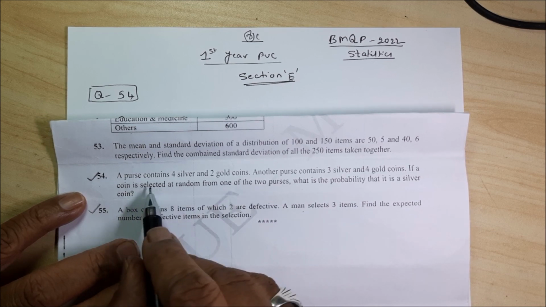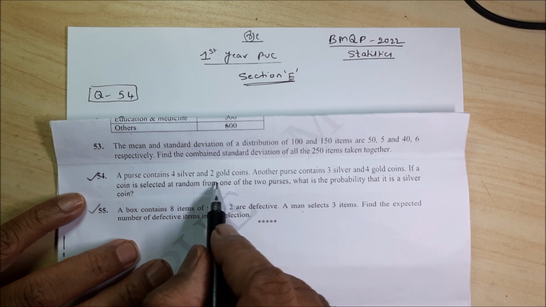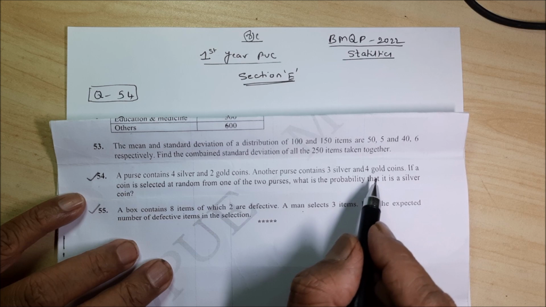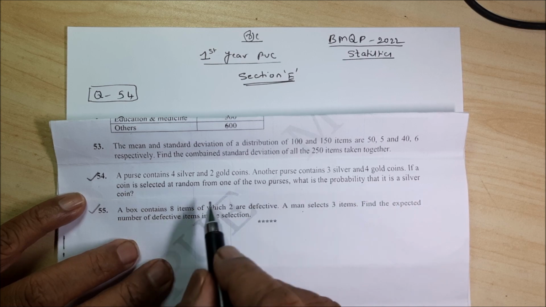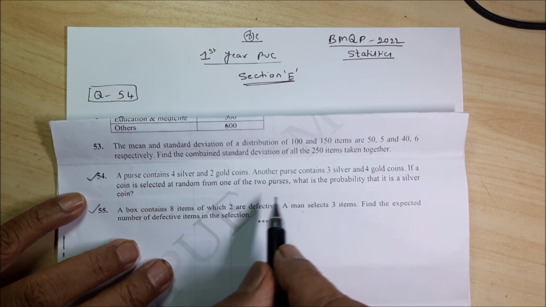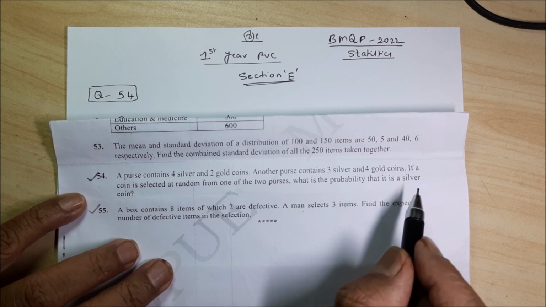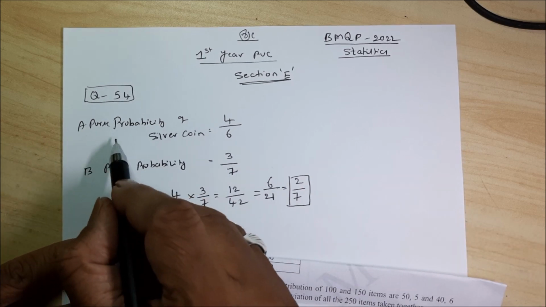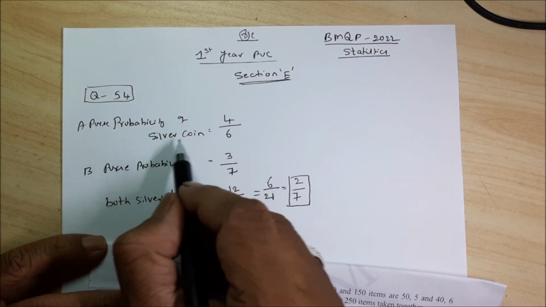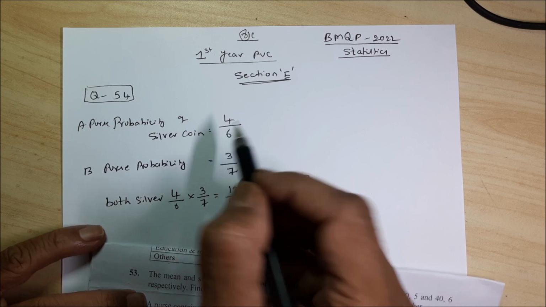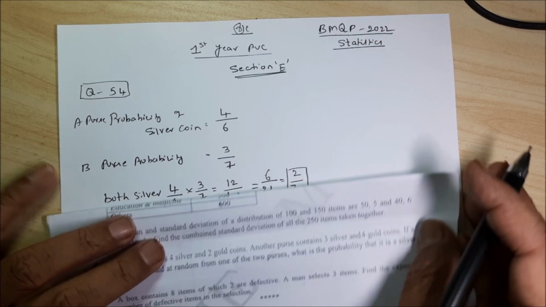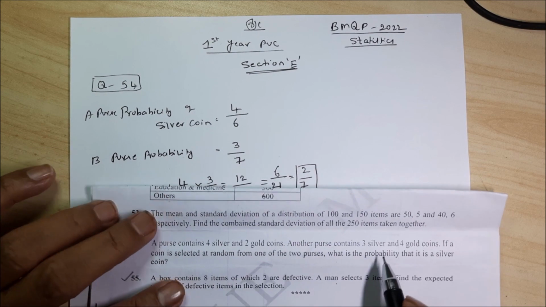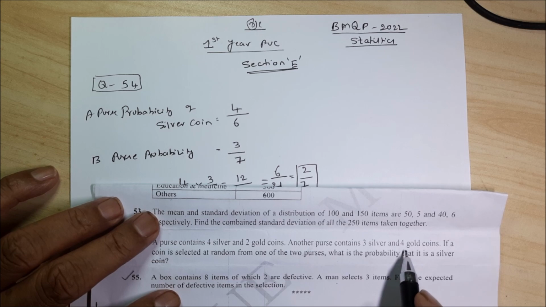A purse contains 4 silver and 2 gold coins. Another purse contains 3 silver and 4 gold coins. If you draw one at random from the two purses, what is the probability that it is a silver coin? Very simple. For purse A, the probability of a silver coin is 4 by 6, since 4 plus 2 is 6. For purse B, the probability is 3 by 7, that is 3 and 4.